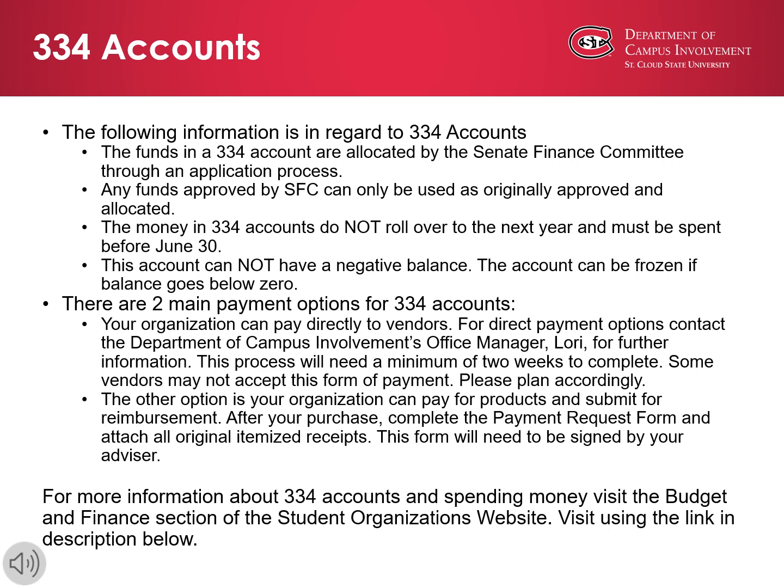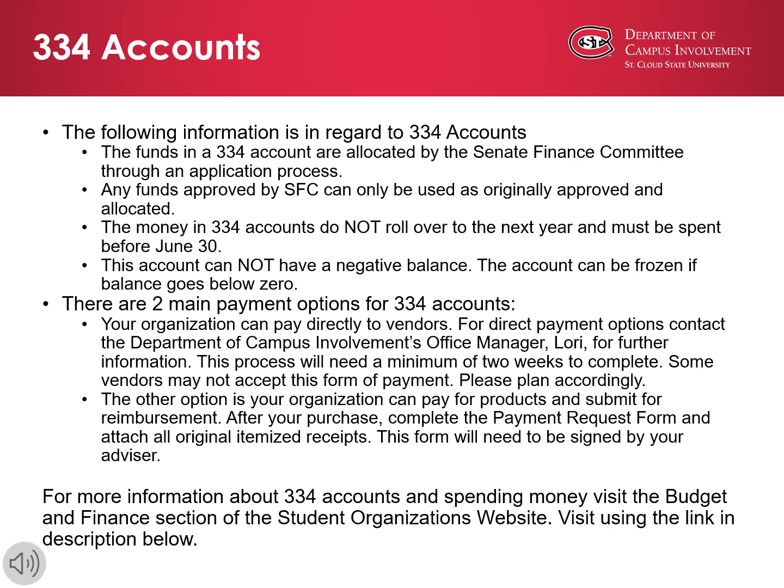There are two main payment options for 334 accounts. Your organization can pay directly to vendors. For direct payment options, contact the Department of Campus Involvement's office manager, Lori, for further information. This process will need a minimum of 2 weeks to complete. Some vendors may not accept this form of payment. Please plan accordingly. The other option is your organization can pay for products and submit for reimbursement.